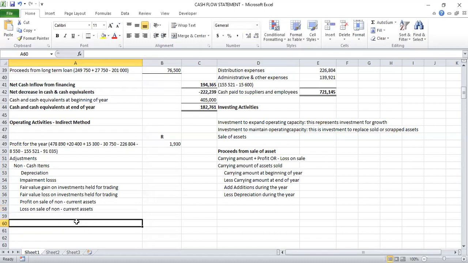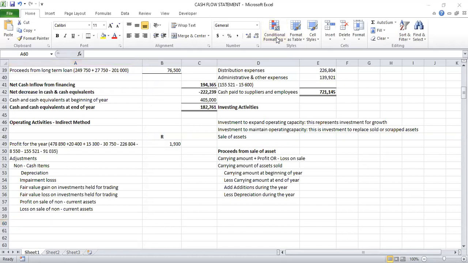Right, so all these things they have to be reversed. If it's an expense, we have to add back. If it's an income, we have to subtract all these non-cash items. We are saying these items do not involve cash. Even the profit or loss on sale of non-current assets is an accounting adjustment. What is cash is the proceeds that we receive. So we check if we have got any of those things.